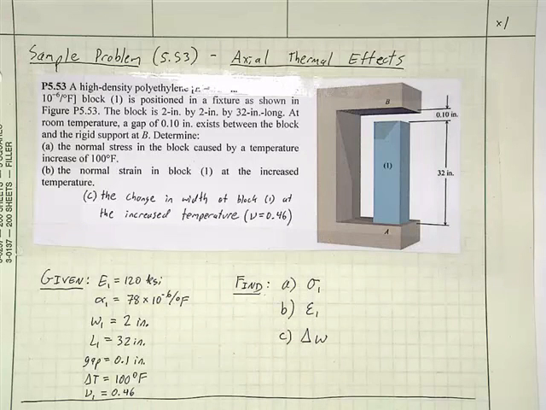What we want to find is, just after that 100-degree temperature change, the normal stress, the normal strain, and the change in the width of the block. That's the part I've added, the change in the width of the block, where I've looked up a typical Poisson's ratio for polyethylene, and it's about 0.46.